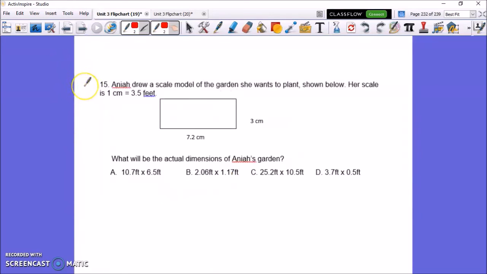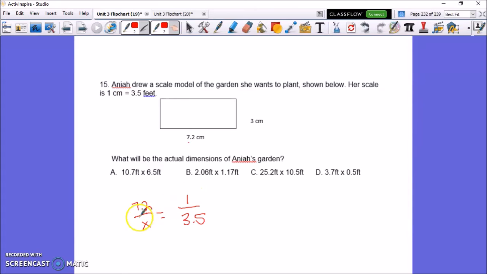All right, number 15. I drew a scale model of the garden she wants to plant shown below. Her scale is for every 1 centimeter is equal to 3.5 feet. So we need to find the actual dimensions. We don't need to find the area on this. So we know 1 centimeter is equal to 3.5 feet. So how many feet is it going to be for 7.2?